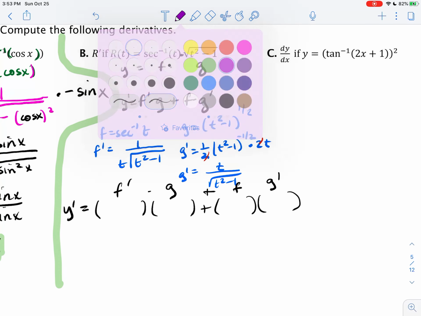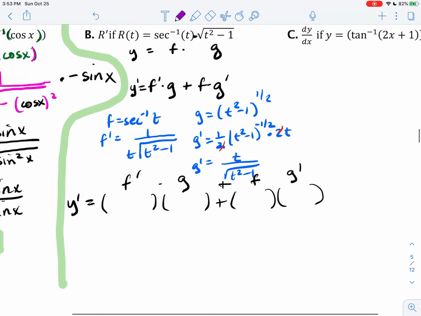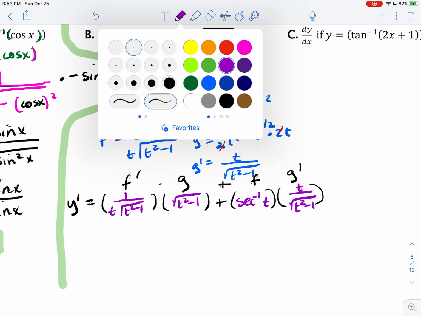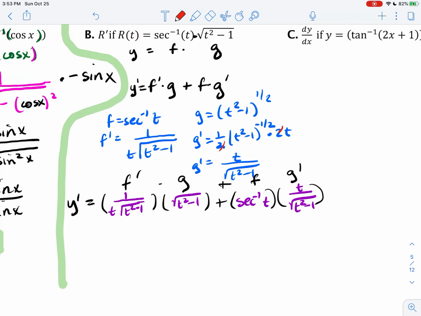And so I'm just going to plug in my values. Sometimes it's good to make a table separately in order to put them in. So what's my derivative of the first? That's going to be 1 over t times the square root of t squared minus 1. G is going to be the square root of t squared minus 1. Our f is going to be the inverse secant of t, and our g prime is going to be t over the square root of t squared minus 1.